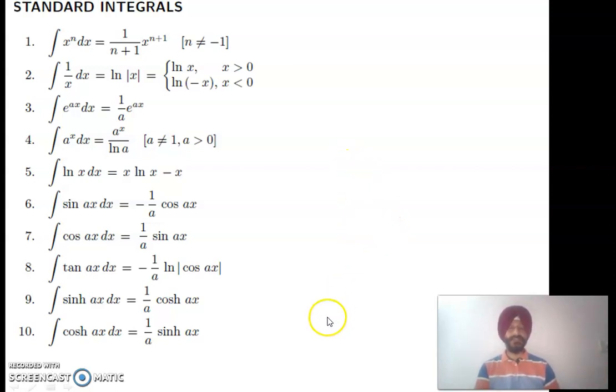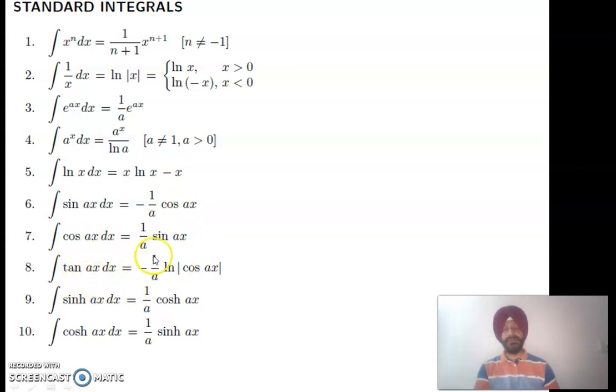So every time there is a constant of integration when we have an indefinite integral, and when we have a definite integral there is no need for plus c, because a unique answer is there. Similarly, the integral of log x is x log x minus x, and then the integral of sin ax is minus 1 by a into cos ax. The integration of cos ax is 1 by a sin ax.